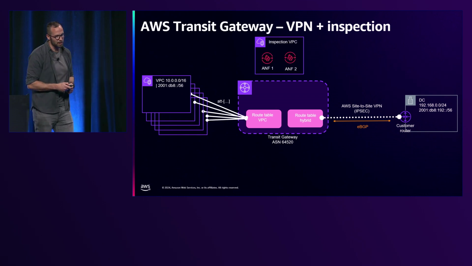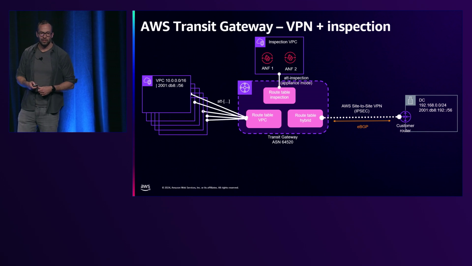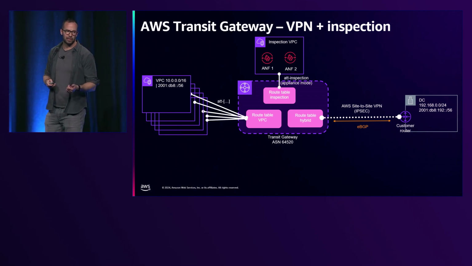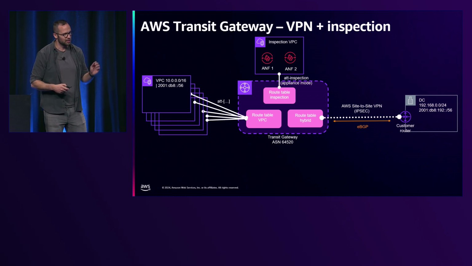We will then create an inspection VPC, attach it to a transit gateway, and then land it on its own route table. You'll notice that the attachment has appliance mode enabled. That's making sure that traffic passing through the transit gateway and going up to the attachment is going to stick to the same AZ.